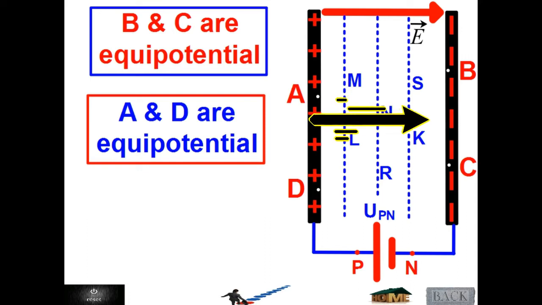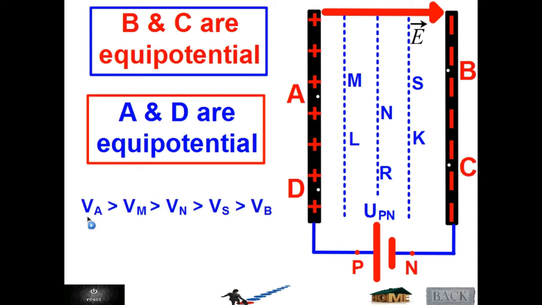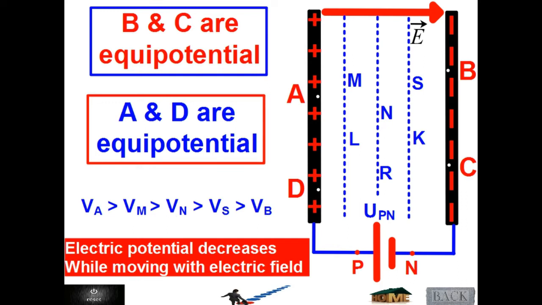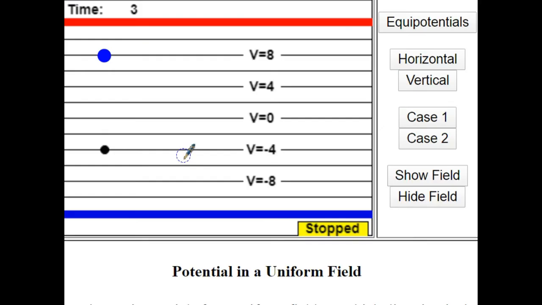As we move from the positive plate towards the negative plate, the electric potential will decrease. The positive plate is the high potential and the negative plate is the low potential. So the electric potential of A is greater than the electric potential of M. And as we move away from A, the electric potential is decreasing till we reach the electric potential at B. So electric potential decreases while moving with the electric field. Here if we have two parallel plates, the red is the positive and the blue is the negative plate.